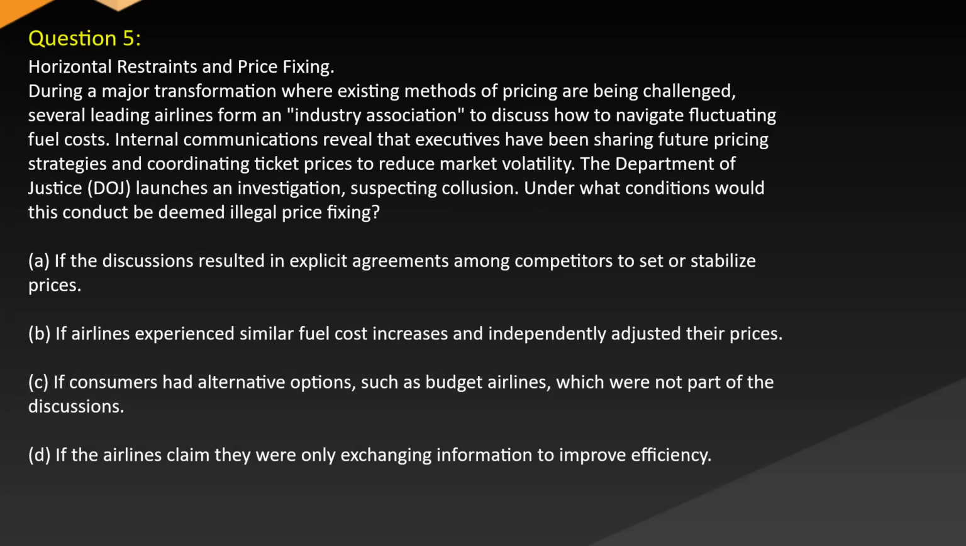During a major transformation where existing methods of pricing are being challenged, several leading airlines form an industry association to discuss how to navigate fluctuating fuel costs. Internal communications reveal that executives have been sharing future pricing strategies and coordinating ticket prices to reduce market volatility. The Department of Justice launches an investigation suspecting collusion.